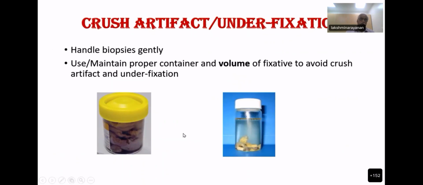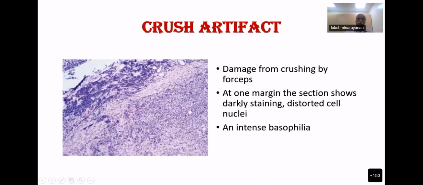And this is what I was telling, a small container, a big tissue, which was transported and lying for 5 days in that, and then you receive the sample. Definitely there will be underfixation, there will be zonal effect, and crush artifact can also happen. This crush artifact, Dr. Praveen has already shown a picture. See, this is the one: damage by crushing, one marginal section, darkly staining and distorted cells. And definitely this intense hyperchromasia is one of the striking characteristics.